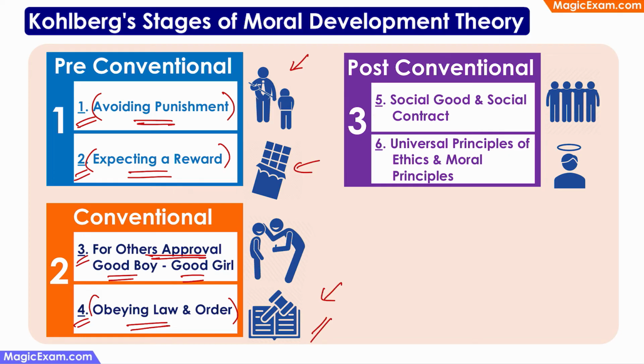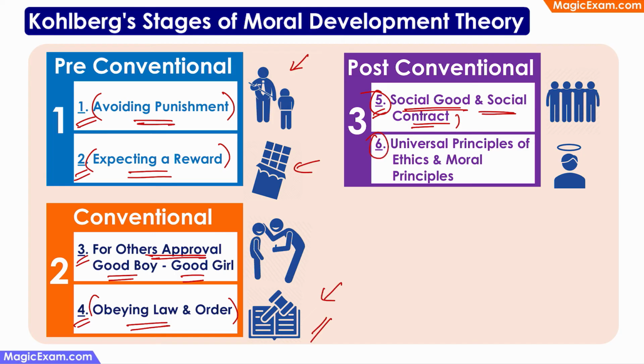And next comes stage 5, where you're talking about social good and social contract, because by now the person has grown up and he or she has a lot of friends and is interacting with the society. So the person thinks that I will do something which is right because that is the way I expect others to do. So there is a social contract, because if I do something which is wrong and others also start doing the same thing, then the society will not be a right place. Therefore, I will do the right thing and I will expect others also to do the right thing. So that is stage 5.